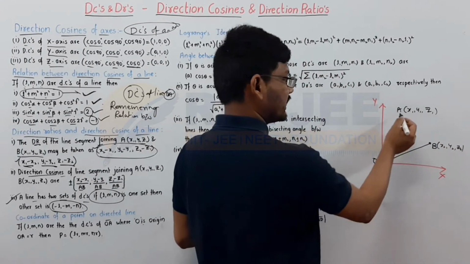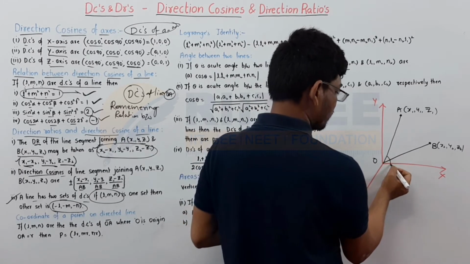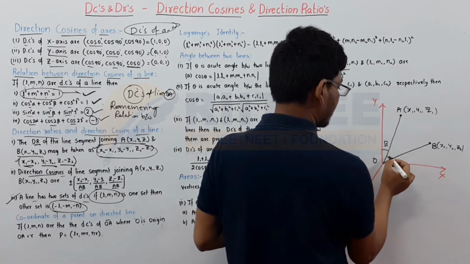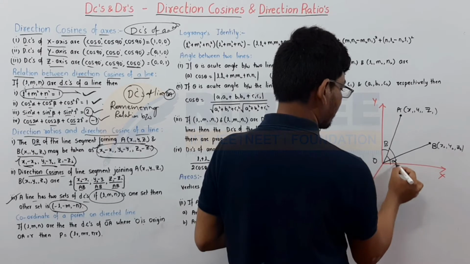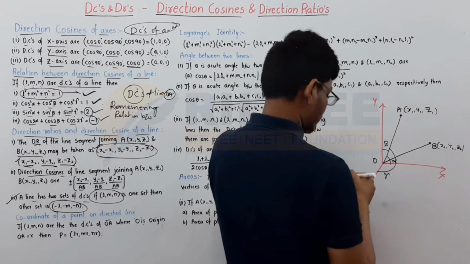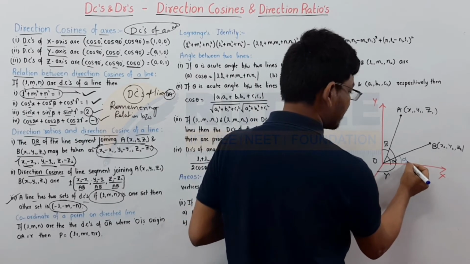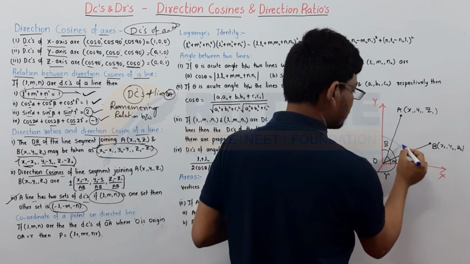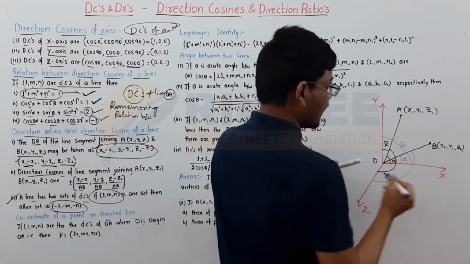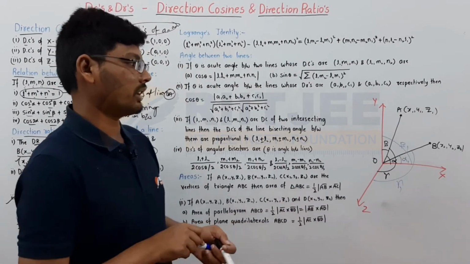Now this OA line makes an angle with the x axis that is alpha, with the y axis that is beta, and with the z axis that is gamma. And the same way, the OB line makes an angle with the x axis, the y axis and the z axis. I am calling these alpha 1, beta 1, gamma 1 for reducing confusion here.